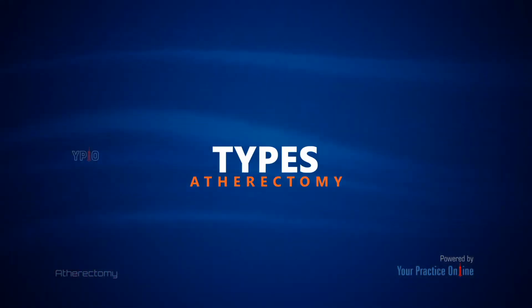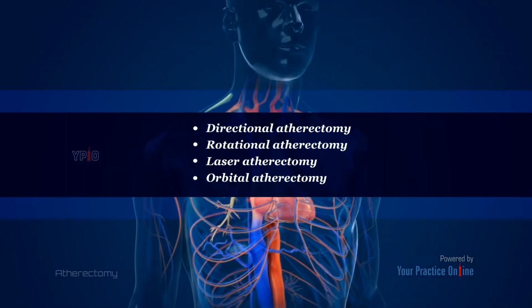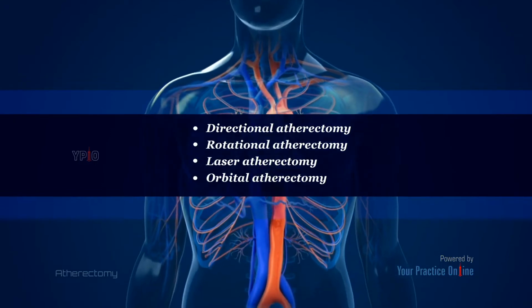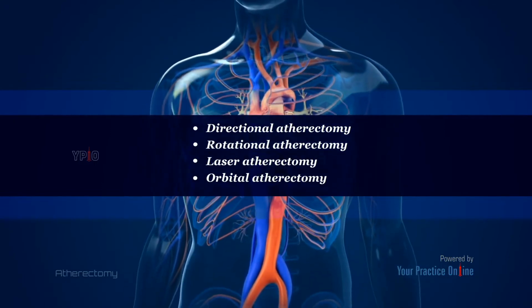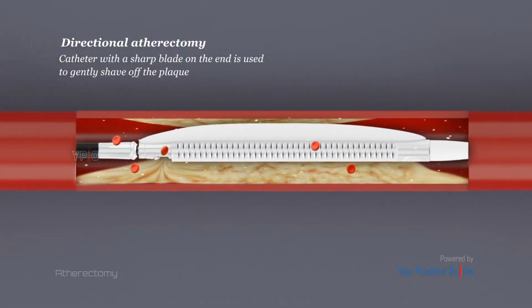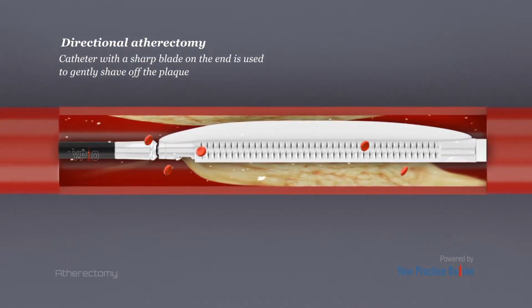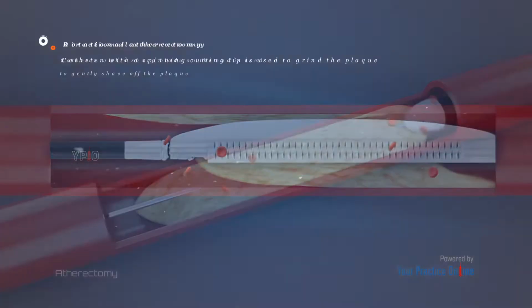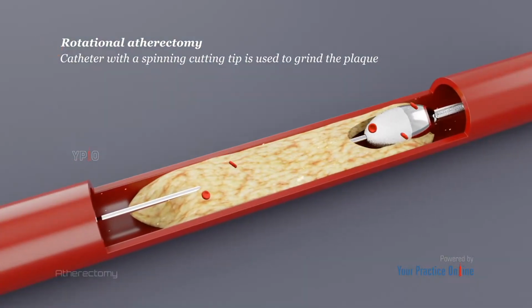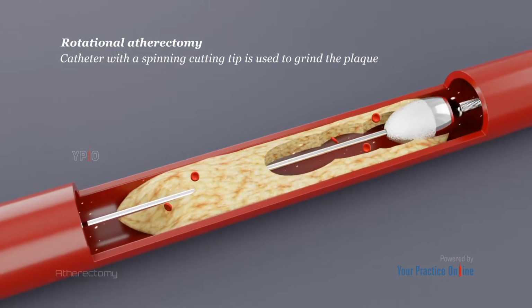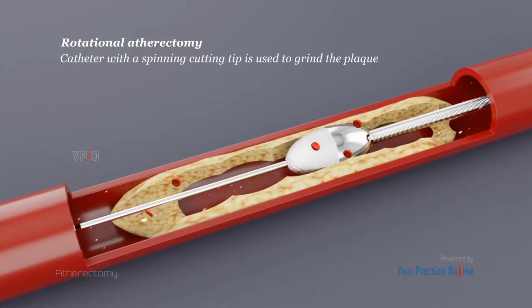Types of atherectomy. There are 4 types of atherectomy based on the type of device used with the catheter to remove the plaque from the blood vessel. Directional atherectomy. A catheter with a sharp blade on the end is used to gently shave off the plaque. Rotational atherectomy. A catheter with a spinning, cutting tip is used to grind the plaque into a powder that is then washed away into the bloodstream.